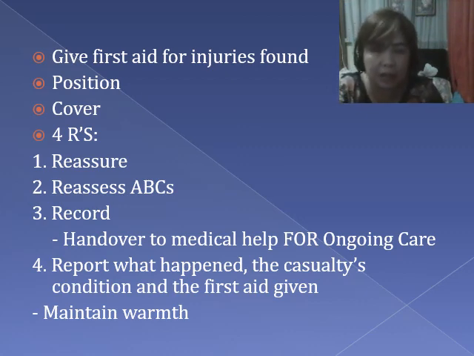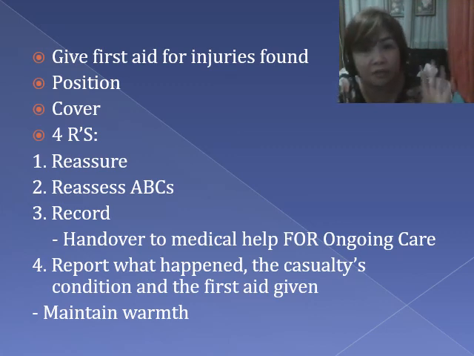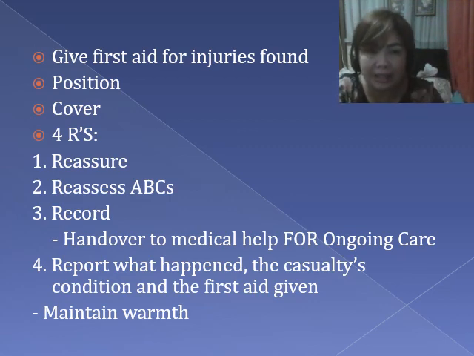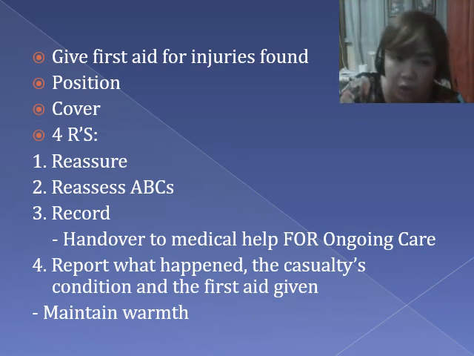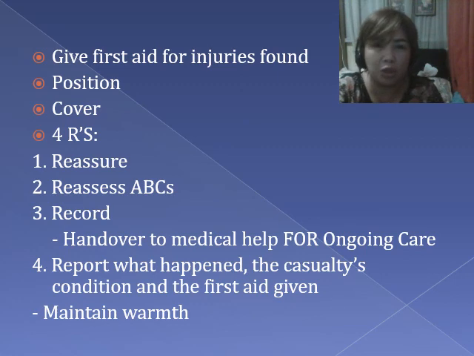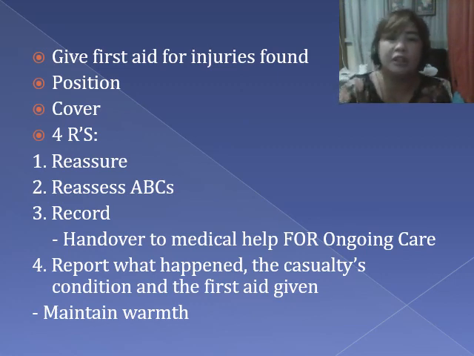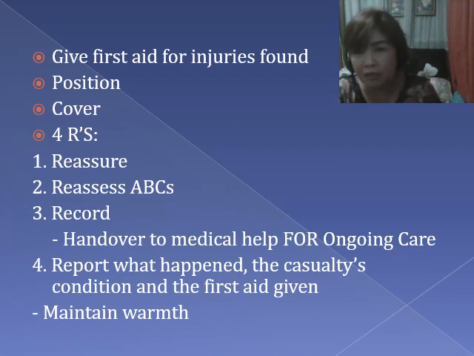Okay, now there are 4 R's when it comes to the secondary casualty survey. When doing the secondary casualty survey, reassure, reassess ABCs, you record, and you report what happened. Okay, these are the 4 R's sa secondary casualty survey nato. Reassure, reassess, record, and report. Right? So, it's also very important that you maintain warmth. Okay, maintain the body temperature of the victim. Okay. On our next video, we will then continue with secondary casualty survey.